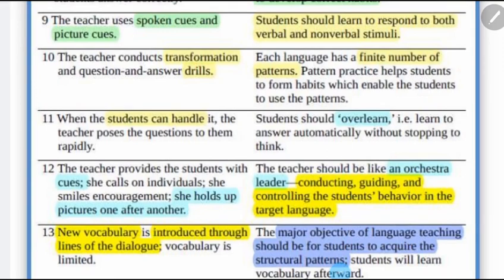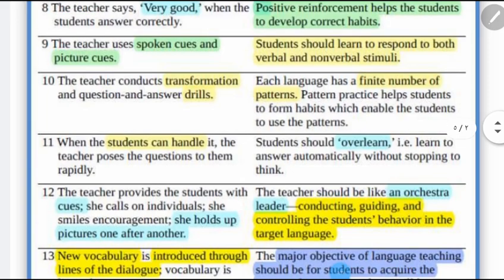Number 9, the teacher uses spoken cues and picture cues. Okay, students should learn to respond to both verbal and non-verbal stimuli. They should be able to answer when they have only a picture, when they have words, when the teacher, for example, asks them a question, so they have to be able to respond to both verbal and non-verbal stimuli.